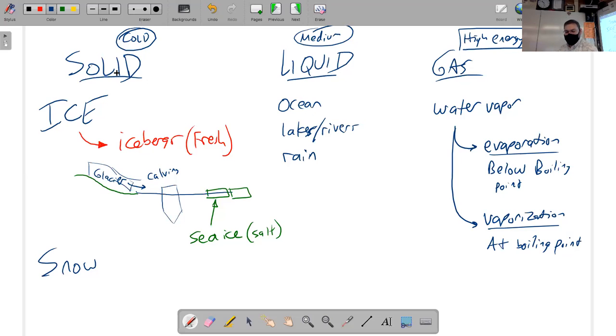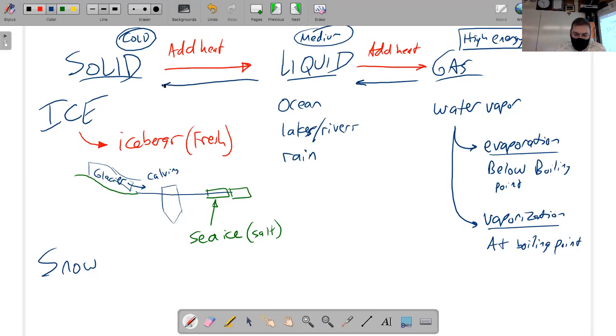So there's this issue about energy transformations. To go from solid to liquid to gas, in this direction, you have to add heat. But if you're going from a gas to a liquid, or from a liquid to a solid, you remove heat.